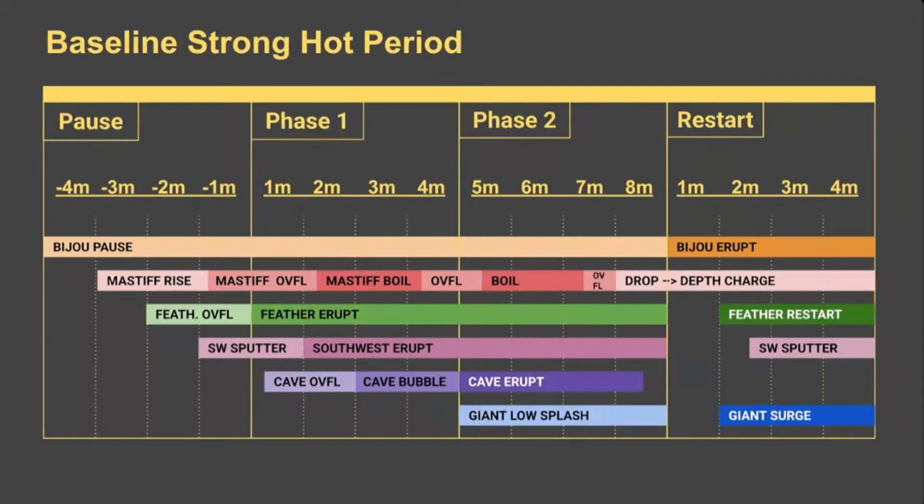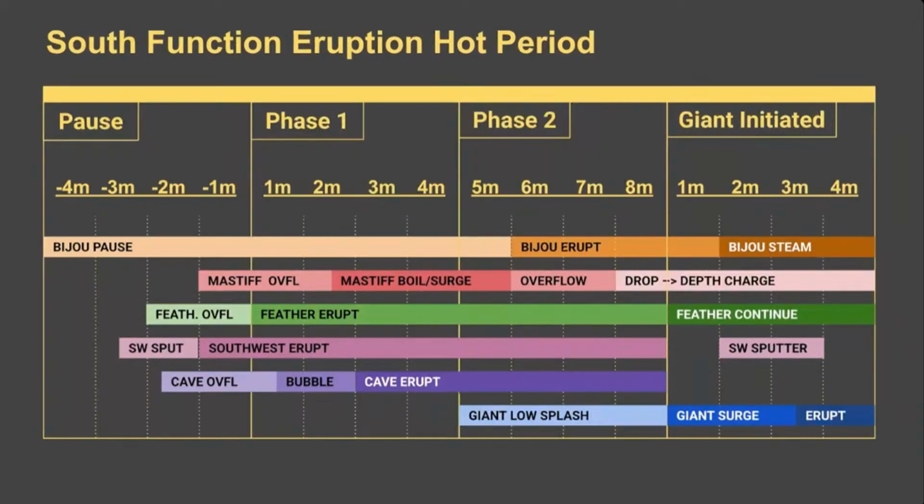All right, now we go forward to the eruption hot period. Ideally, for an eruption to occur, Feather will not stop when Mastiff drops. So Mastiff drops, Bijou comes back on, Feather just continues. The stronger it continues, the better it is for a chance at a Giant eruption.